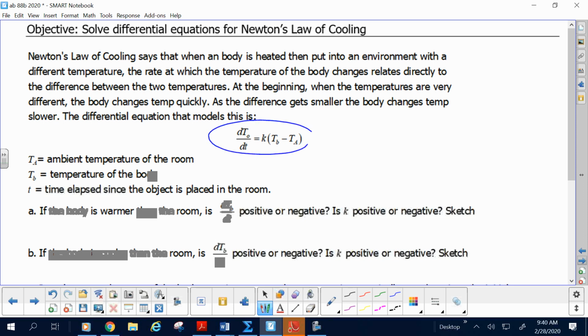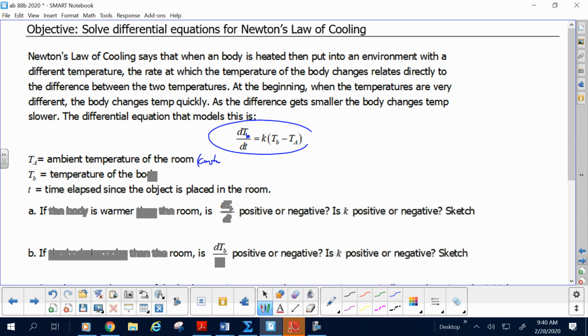The difference, this should be a B right there, sorry. The difference between the temperature of a body and the ambient temperature of the room directly relates to the change in the temperature of the body. So in this case, T sub A is the ambient temperature of the room, that's constant.